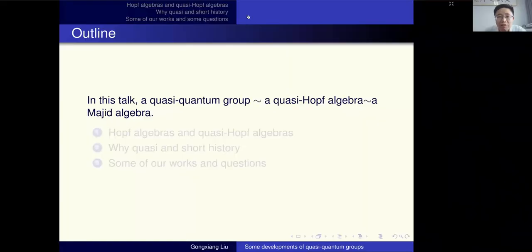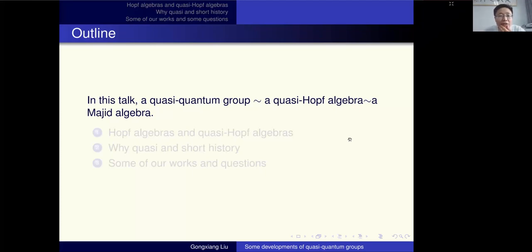But for quasi-Hopf algebra, if you take the dual, it is not a quasi-Hopf algebra anymore. So we always call its dual a modular algebra. So in my talk, quasi-quantum sometimes means a quasi-Hopf algebra, sometimes means a modular algebra. So that's the reason.